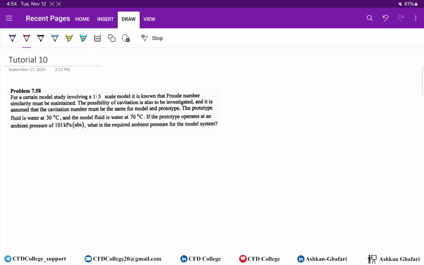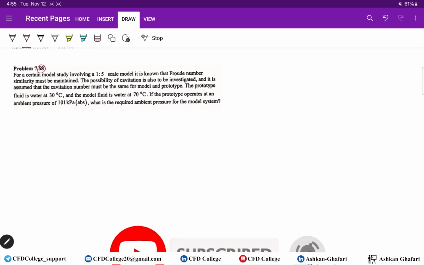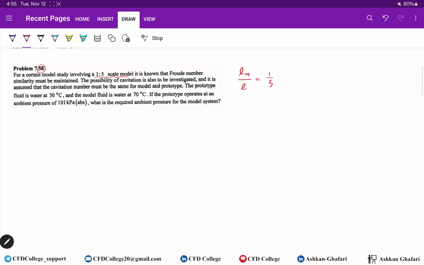This is the first one, problem number 58 of chapter 7. Let's see what we have. For a certain model study involving a 1 to 5 scale model, so the scaling is 1 to 5. It means that the model is 1/5 of the prototype in size. So Lm, the length of the model, over L, the length of the prototype, is 1/5.